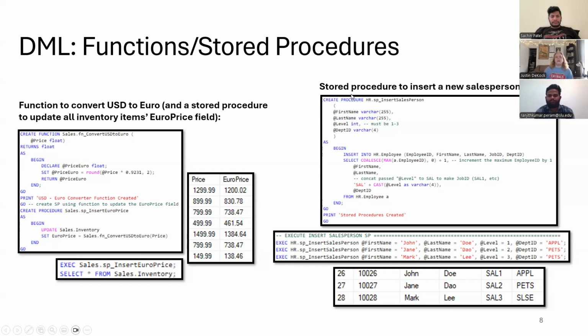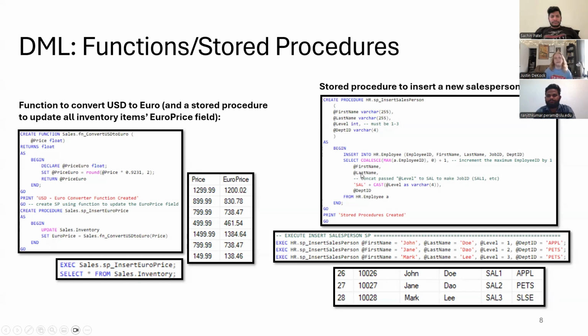Okay, so next, this is our stored procedure to insert a new salesperson. For this, we pass first name, last name, level, and department ID. Basically, the first one is some logic using coalesce, which finds the first non-null value, and the max function to find the current highest employee ID in that table. The way it's designed, they increment by one. And then it does just that. It increments it by one to get us the first available employee ID.